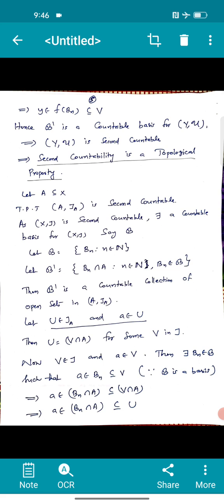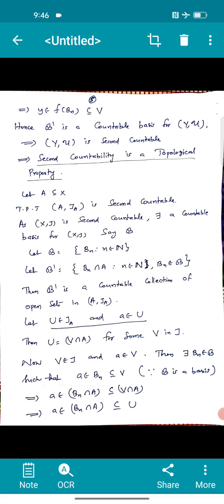For second countability is a topological property. Next, take a subset A, which is a subspace. You have to first prove that (A, tau_A) is second countable. As X is second countable, there is a countable basis for X, say B. Let B = the collection of Bn such that n is in N, and B' = the set of Bn intersection A such that n is in N and Bn is an element of B. Then B' is a countable collection of open sets in (A, tau_A).